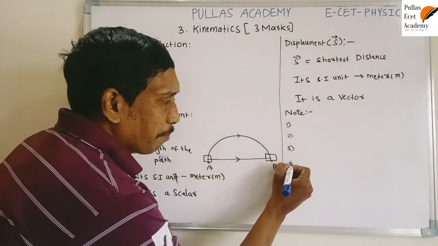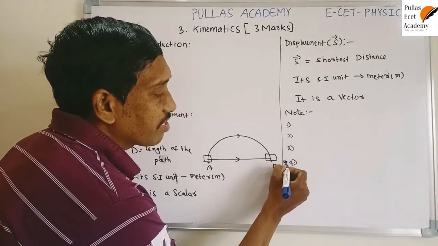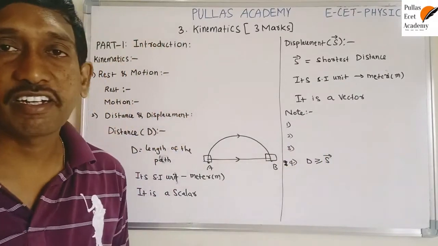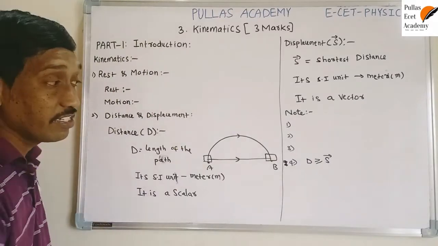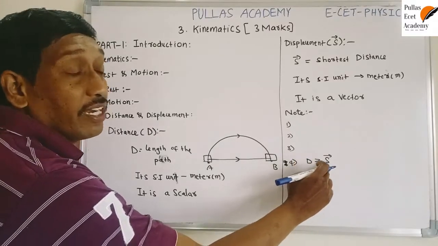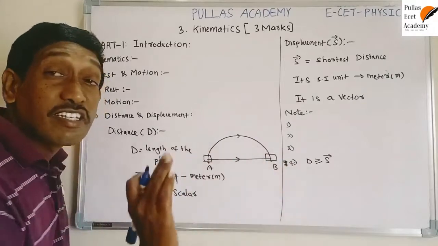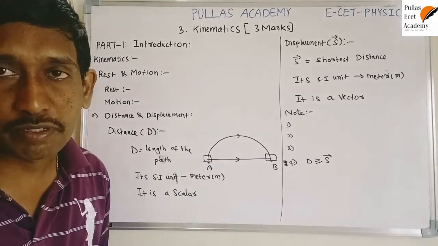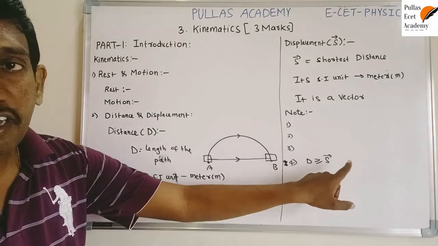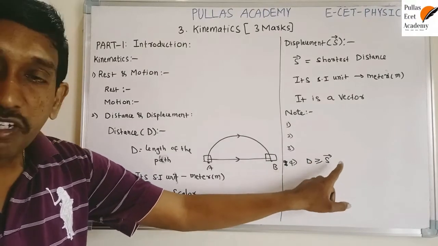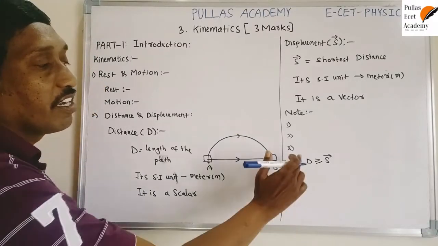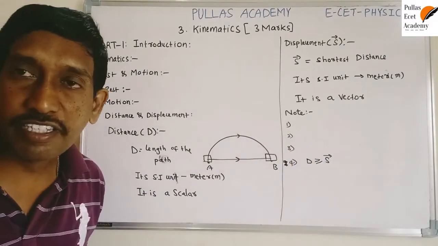So one more very important point, what is the relation between distance and displacement? Always distance is greater than or equal to displacement is the correct relation. That means distance may be greater than displacement, distance may be equal to displacement, but distance less than displacement is impossible. The correct relation is distance greater than or equal to displacement.